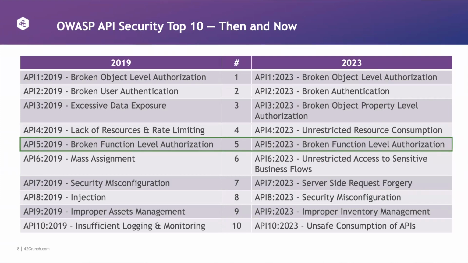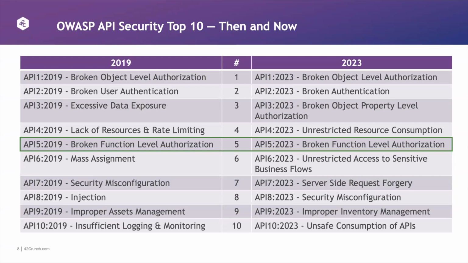One that stays exactly the same, number 5, broken function level authorization. So like we had number 1, we had broken object level, where the access controls to the object are broken. And this one, we've got access controls to the function are broken. So in BOLA, we can access somebody else's data. In BFLA, we're able to do something to somebody else's data.